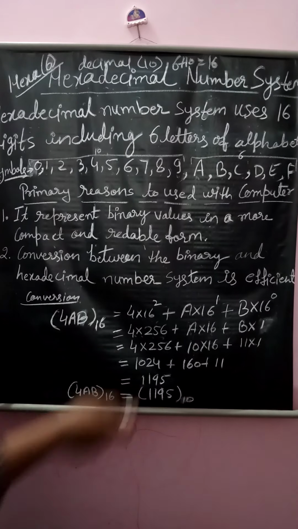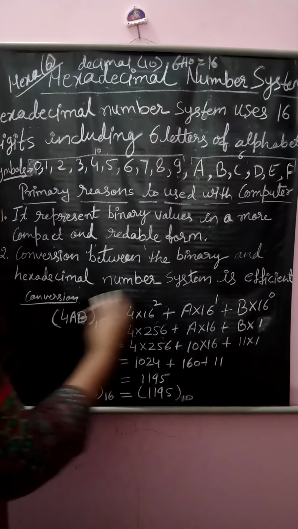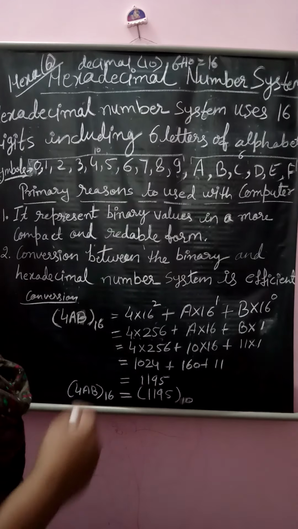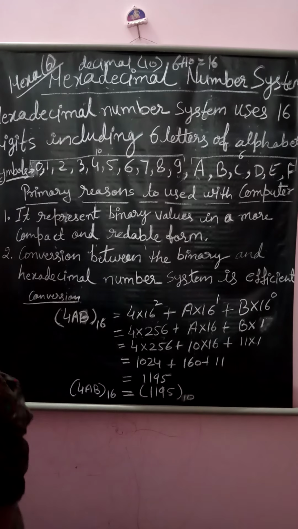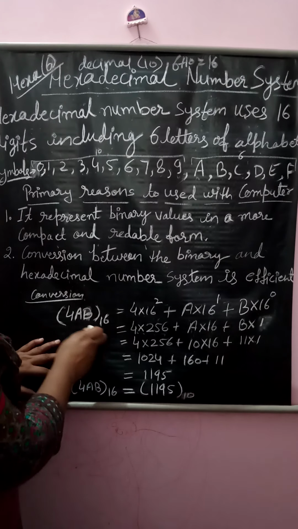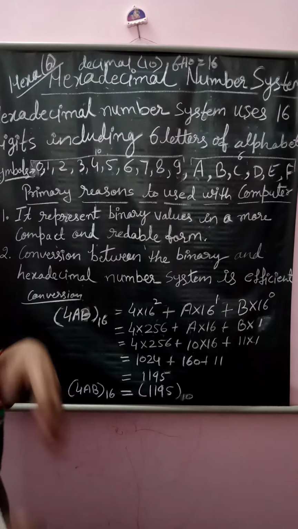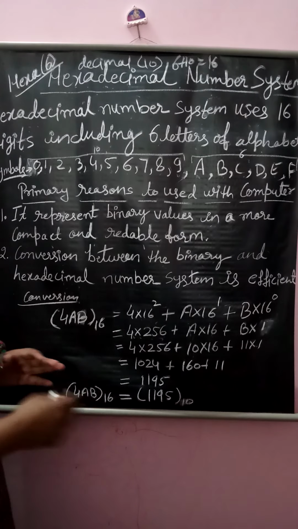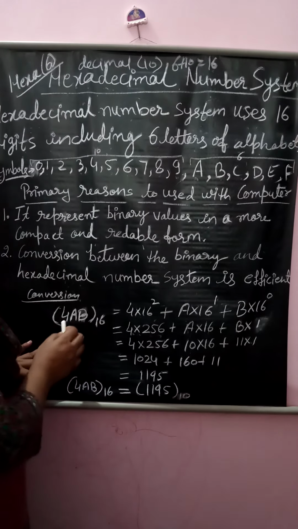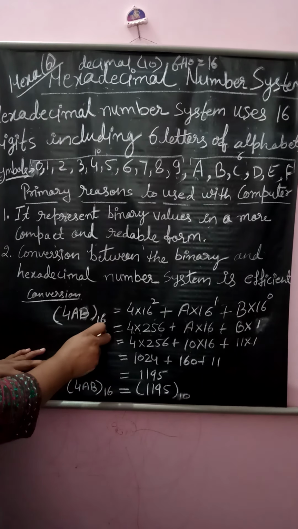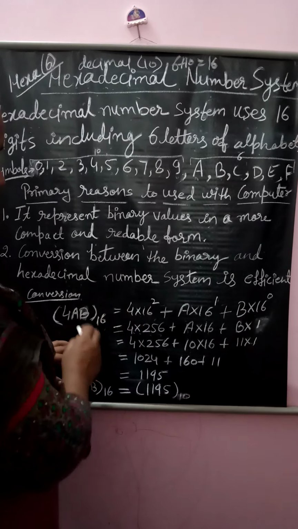Now, how can we convert the hexadecimal number system into a 10 digit number, that is, the decimal number system? Suppose I have taken the example 4AB. You can take any number as per your choice. Just see how we can convert it. Suppose 4AB has base 16, a 16 digit number. So how do we solve it?